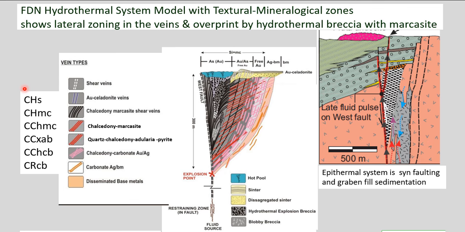Okay, so this is the model that I ended up with. That central diagram is the model I ended up with from my interpretation of the zoning and the distribution of the zones. The diagram on the right just shows what we talked about initially, that the system developed while the graben was opening. That means the faults were active all through the process of ore formation, and even in the very last stage of the ore formation, you have veins that extend right up through the sedimentary rocks that overlie the sinter.